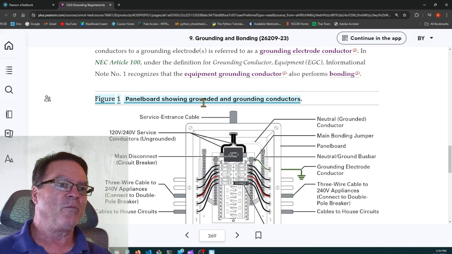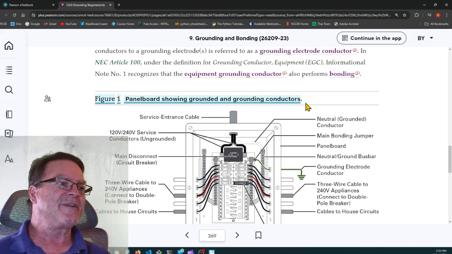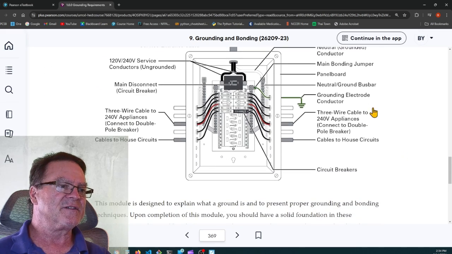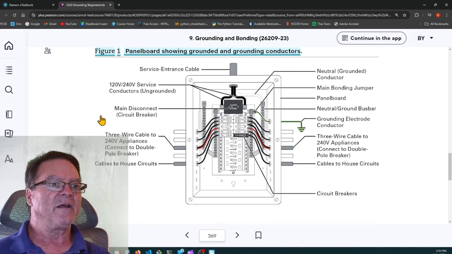So here's figure 1, panel board showing grounded and grounding conductors. It's highlighted, meaning this entire drawing is a highlight.